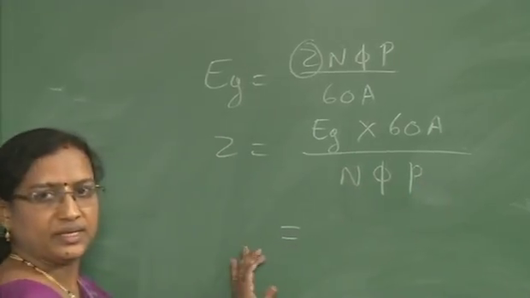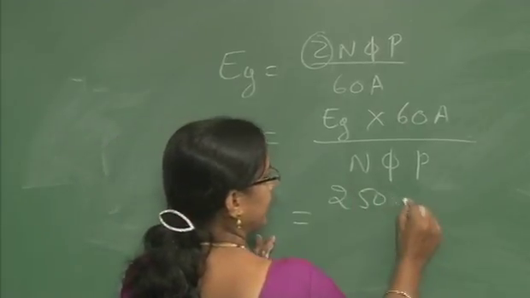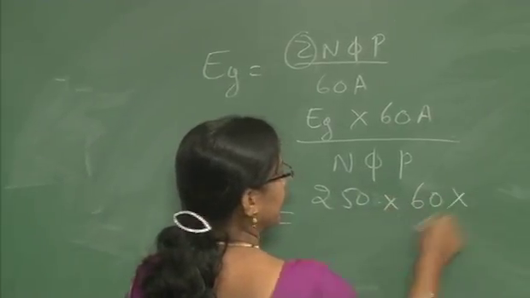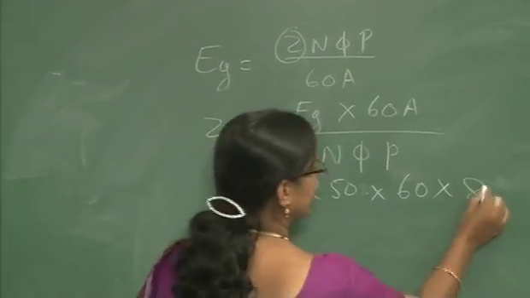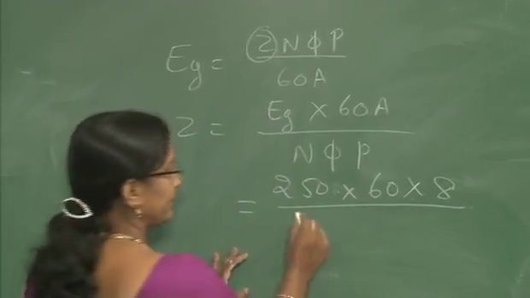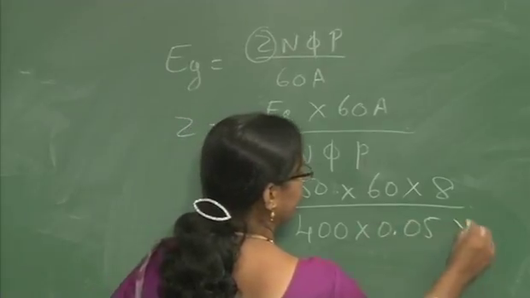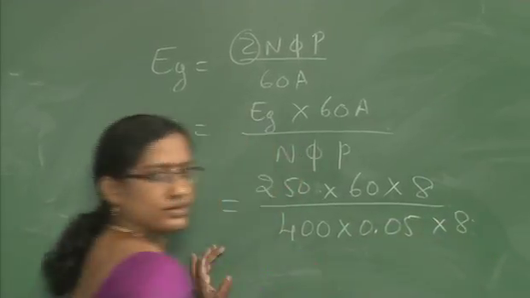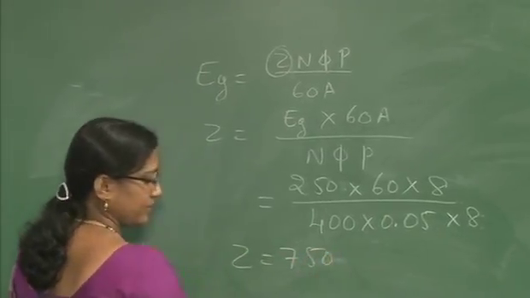So Eg given is 250 volt, and then multiply with 60, and since it is lap connected, A is equal to P, it is 8, divided by, what is the speed? 400 rpm, phi given is 0.05 multiplied by 8. So you are going to get this Z is equal to 750.